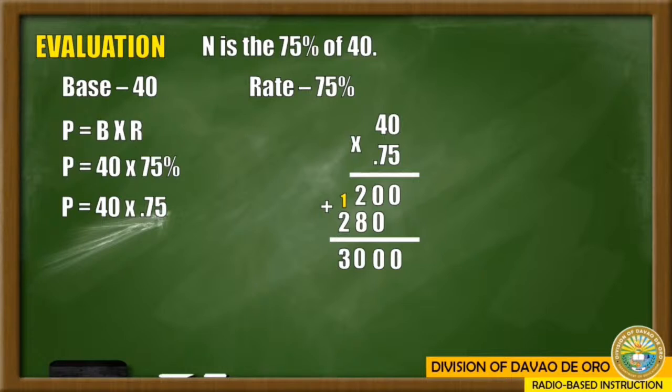from the right going to the left. 2 decimal moves because we have 2 decimal places. So it will happen like this. 1, 2. So our decimal point will be put in the middle of the 2 zeros. And our answer, or the value of the percentage, is 30. Understood?